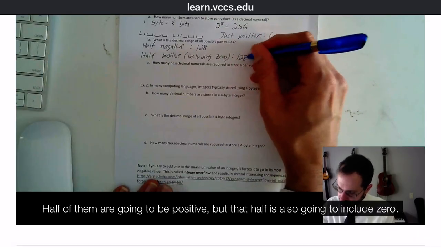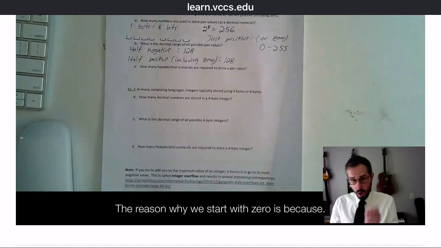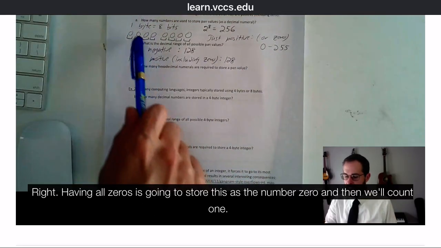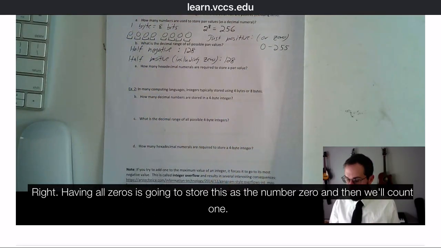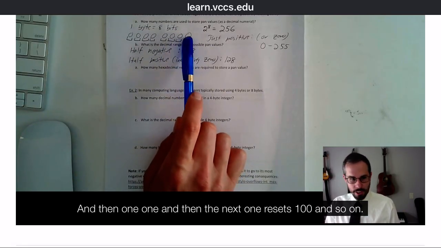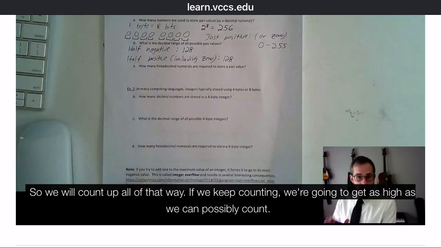Half of them are going to be positive, but that half is also going to include 0. The reason why we start with 0 is because if we want to have all zeros, we talked about this before, right? Having all zeros is going to store this as the number 0. And then we'll count 1, and then the next one's going to have to be 1, 0, right? And then 1, 1, and then the next one resets, 1, 0, 0, and so on. So we will count up all of that way.